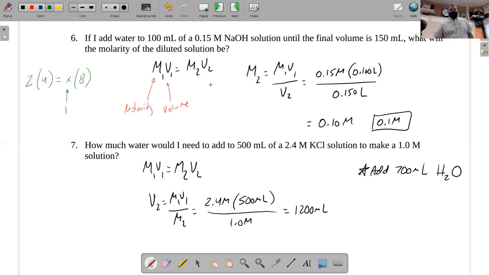And you can leave them in milliliters or you can change them into liters. There I changed them to liters, but if you want to leave it in milliliters, you get the same answer. Because if you go 0.15 molar times 100 milliliters divided by 150 milliliters, it's the same ratio. 100 over 150 is the same as the ratio of 0.1 over 0.15. Let's see, 100 over 150. You still get 0.10 molar.